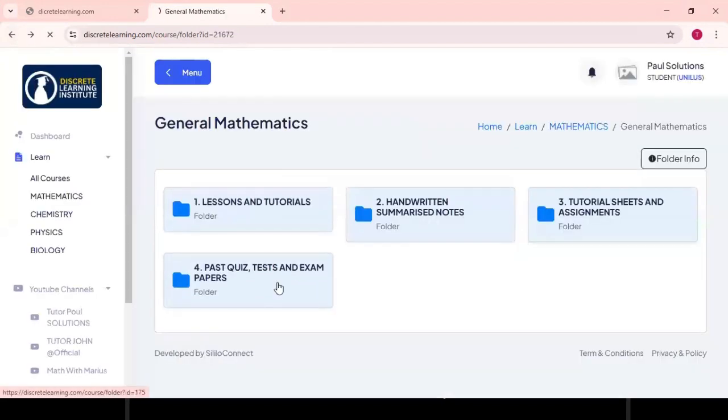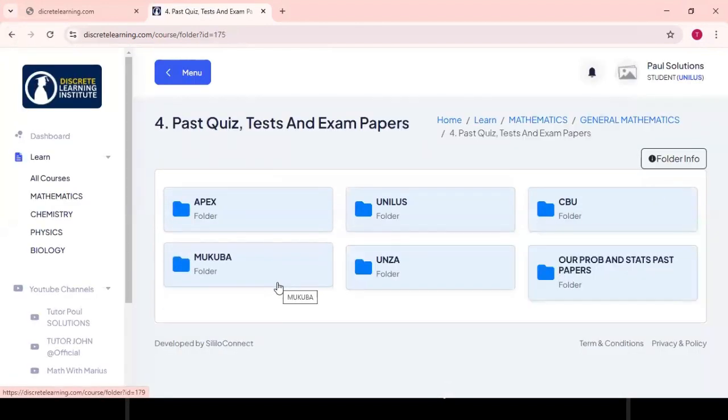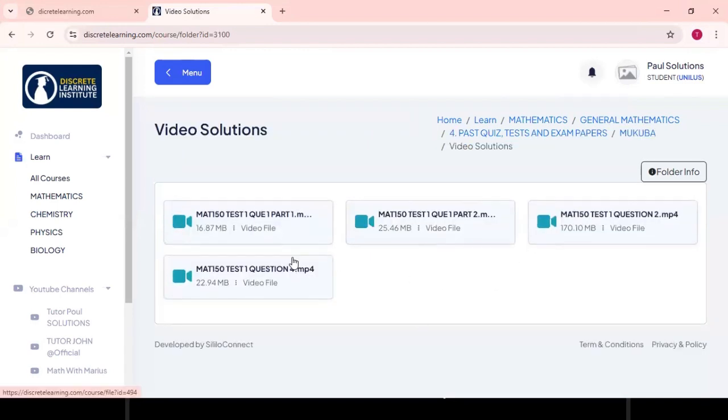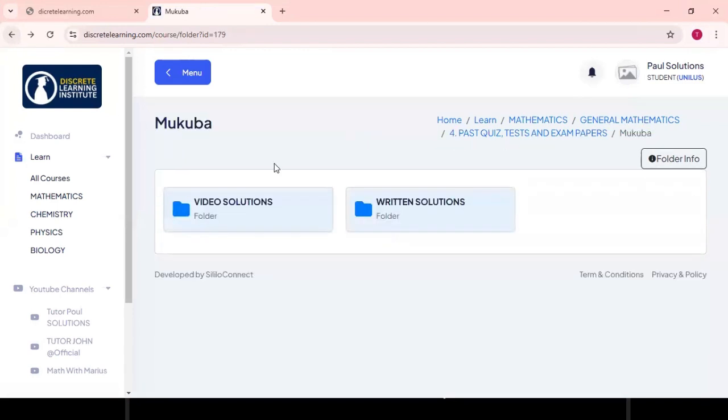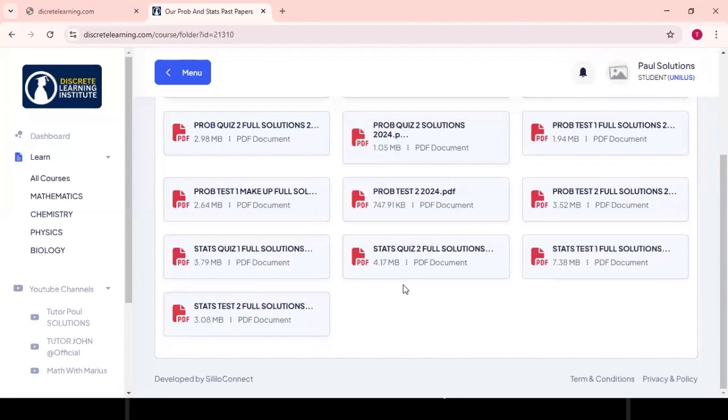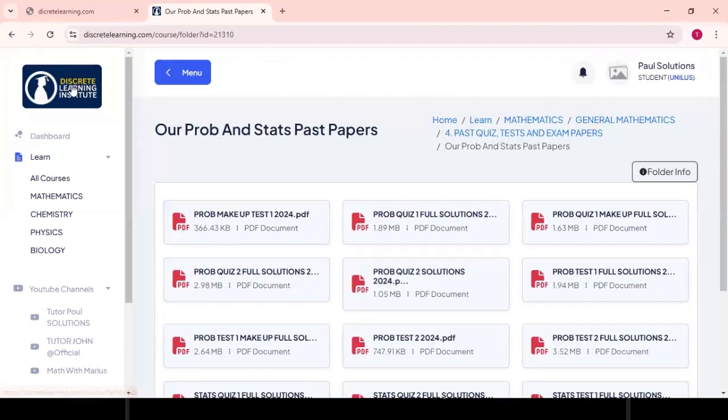And then when you go to the past quiz, test, and exam papers, you're going to find a similar setup to the tutorial sheet folder. So if you're from Apex, you go to Apex. If you're from Unilas, you go to Unilas. If you're from Mukuba, you go to Mukuba. So for example, if I go to Mukuba here, I'm going to find video solutions. You can see the video solutions for some revision of their test papers. And then you can even go in the written solutions there. You're also going to find the written solutions. And then here we have some past papers on probability and statistics.